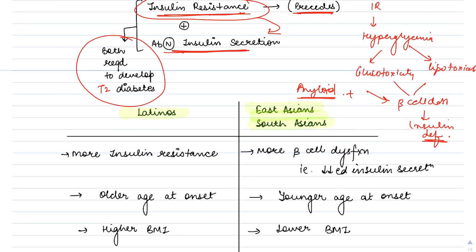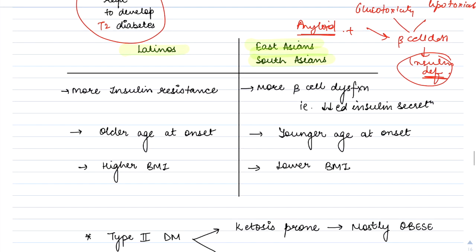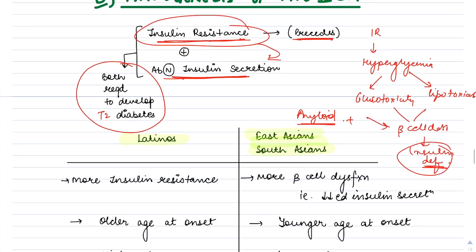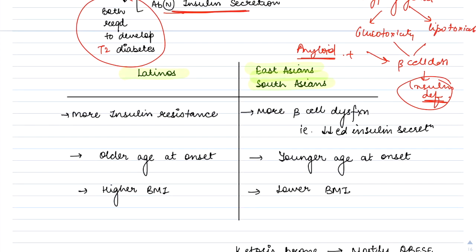There are certain differences in the type 2 diabetes that occurs in Latinos as compared to East Asians and South Asians.